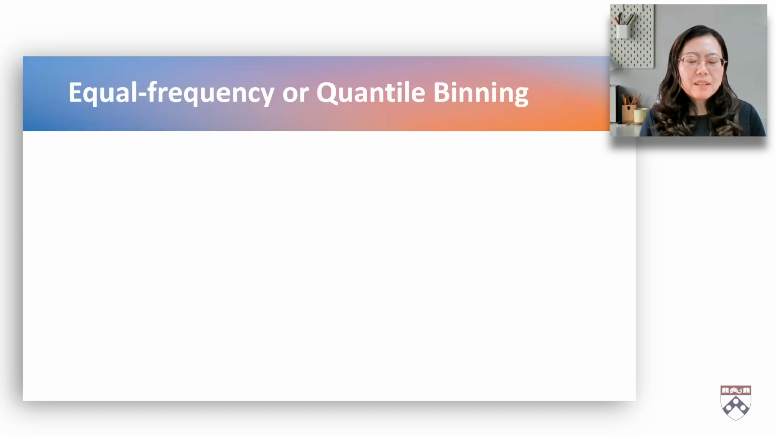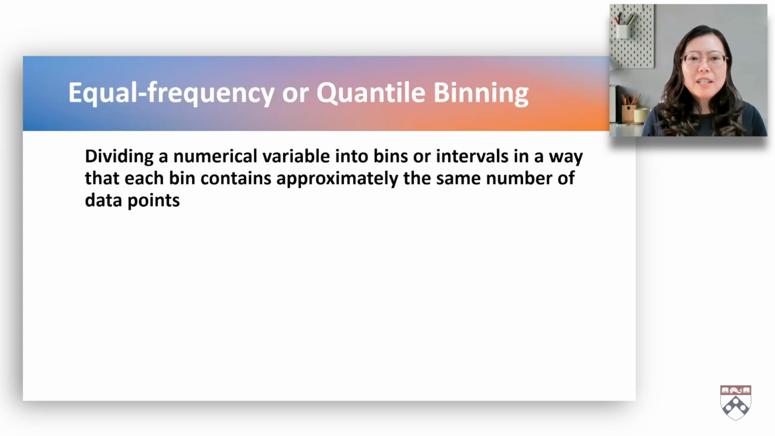Equal frequency binning, also known as quantile binning, is a technique in feature engineering that involves dividing a numerical variable into bins or intervals in a way that each bin contains approximately the same number of data points. The goal is to create bins that have a similar frequency distribution, which is particularly useful for handling skewed datasets.